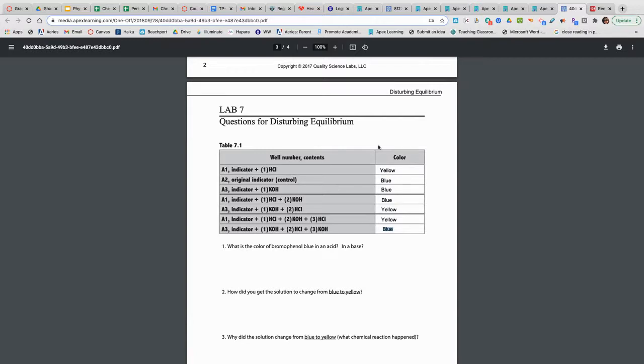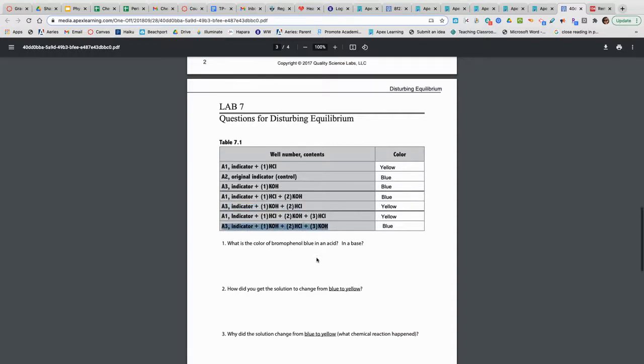I just wanted to make sure that you understand what this table says. There are three wells, A1, A2, and A3. A2 is the control. That's why nothing is being added to A2 in the experiment. In A1, you start with hydrochloric acid, you add KOH, and then you add hydrochloric acid again, so you're shifting the equilibrium back and forth. In A3, it's the opposite. You start with KOH, you add hydrochloric acid, and then you add KOH again, shifting the equilibrium back and forth.